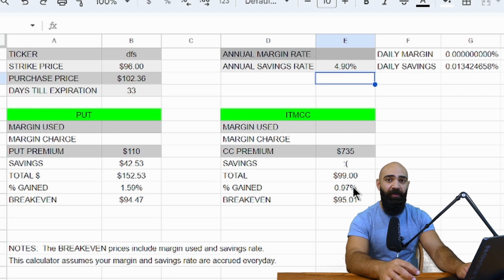So not all scenarios are going to make sense to sell calls. Not all scenarios are going to make sense to sell puts. It depends on the stock, depends on the volatility, it depends on a lot of factors.